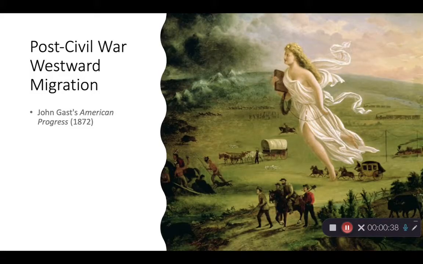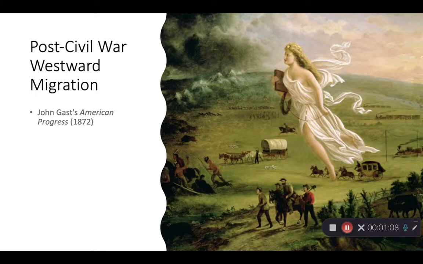So here's a painting of post-Civil War westward migration by John Gast, and it's known as American Progress. It was painted in 1872. Here we see Progress as a woman dressed in white, leading settlers from the east to the west. She's leading them from the east, which you can see is really well lit, seems pretty safe, to the west, where it's dark, unwelcoming, because they're not really sure what to expect.